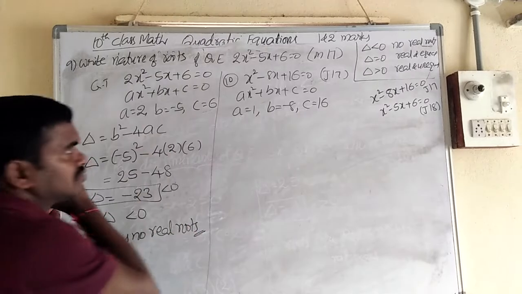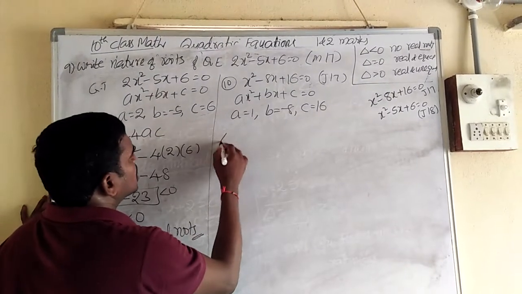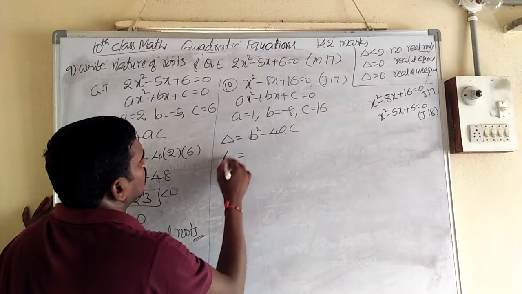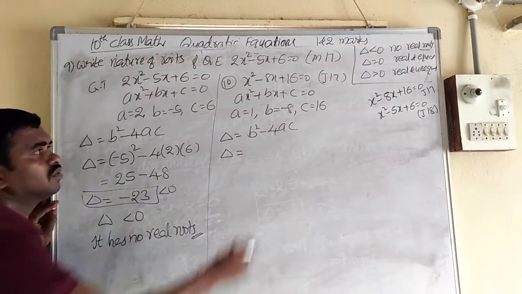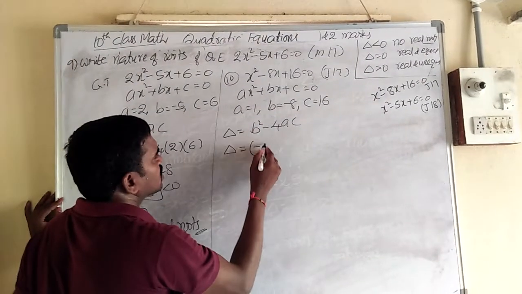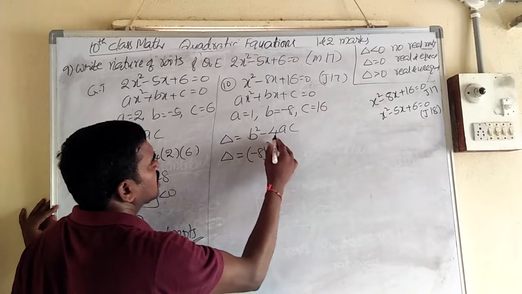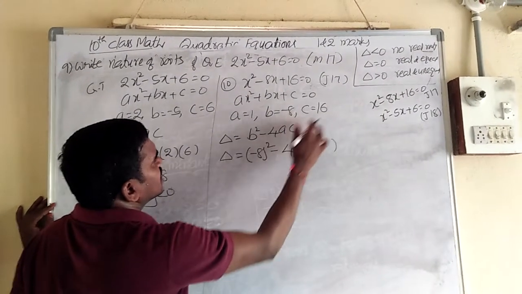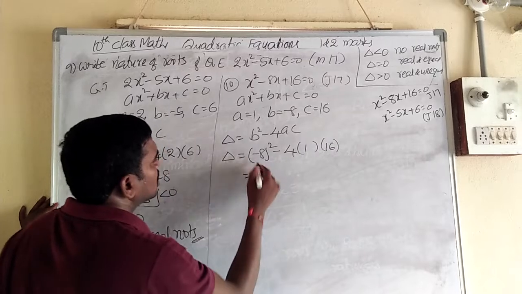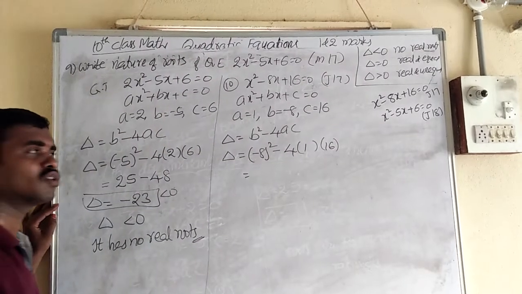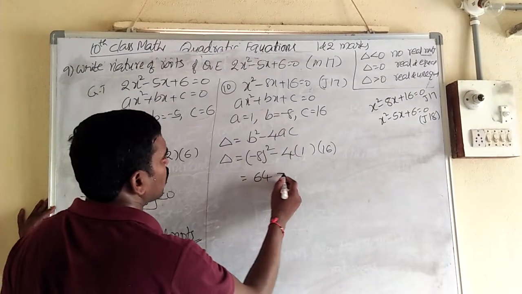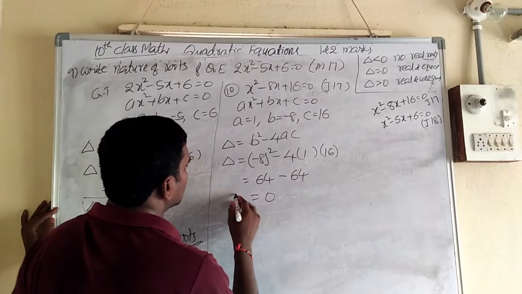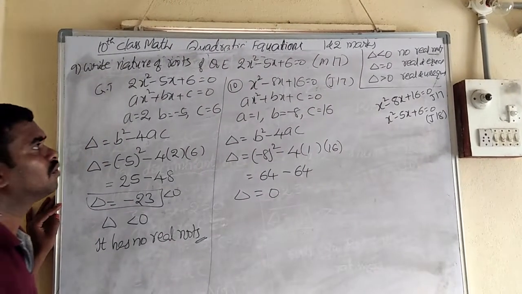So what is the discriminant? Delta equals b square minus 4ac. What is the b value? Minus 8, so b square means minus 8 whole square. Next minus, next 4, next a means 1, next c means 16. Minus 8 into minus 8 is plus 64, minus 4 into 1 into 16, which is 64. What is the delta value? 0.